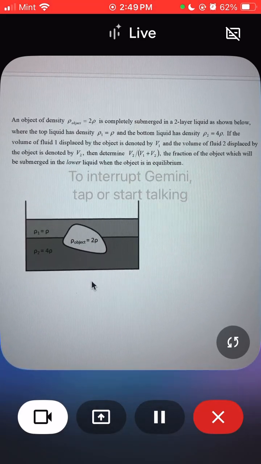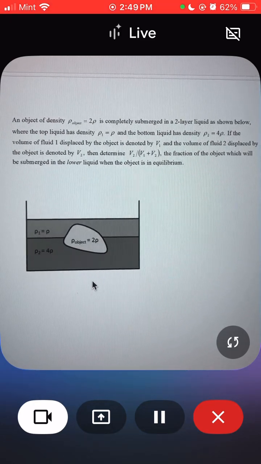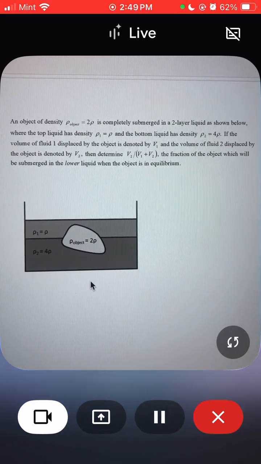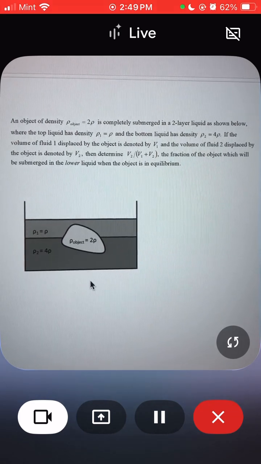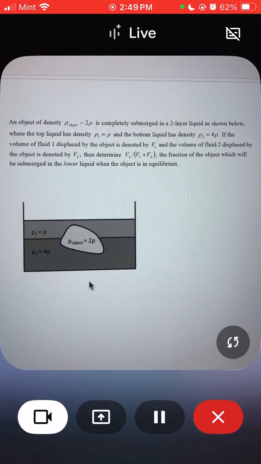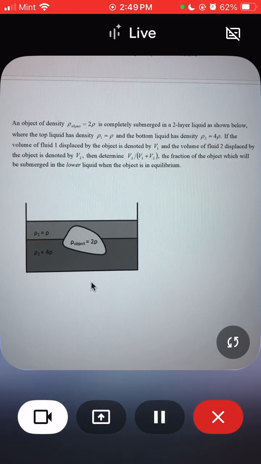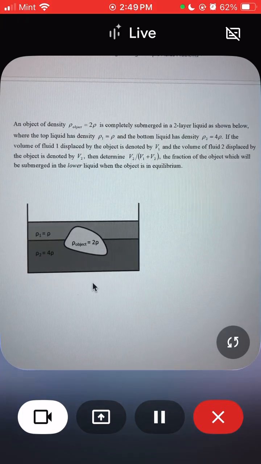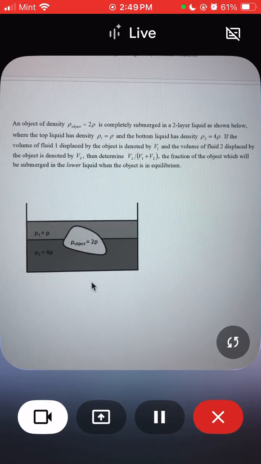Great. So we've got the buoyant force equal to the weight of the object. Now let's write that out as an equation. It'll look like this. Wait, but what are we actually determining here? Determine V2 over V1 plus V2, the fraction of the object which will be submerged in the lower liquid, when the object is in equilibrium. What does that mean exactly?